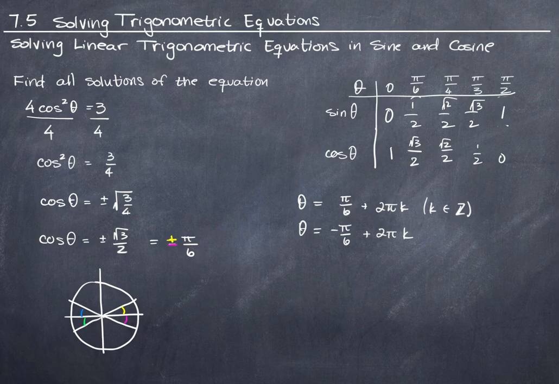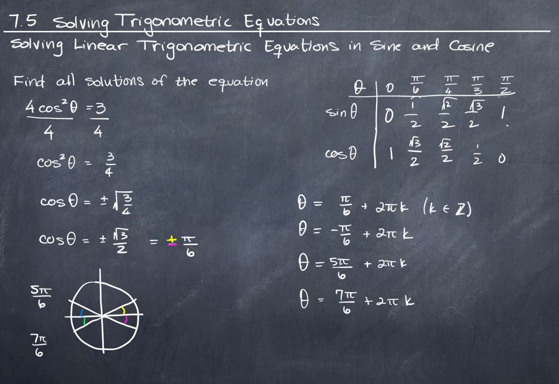What are those angles? Those angles are pi minus pi/6. That's 6 pi/6 minus 1 pi/6, which is 5 pi/6. And pi plus pi/6, which is 7 pi/6. So I need to add to my list here 5 pi/6 and 7 pi/6 plus 2 pi k.